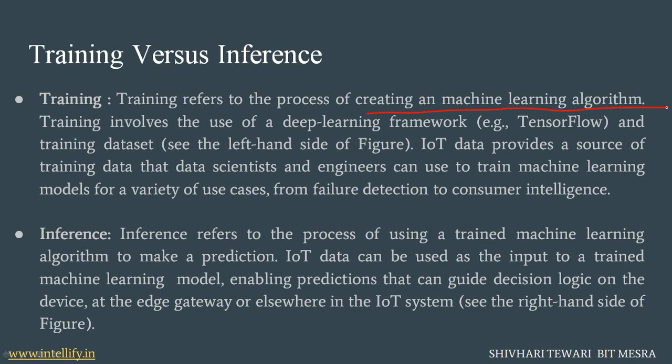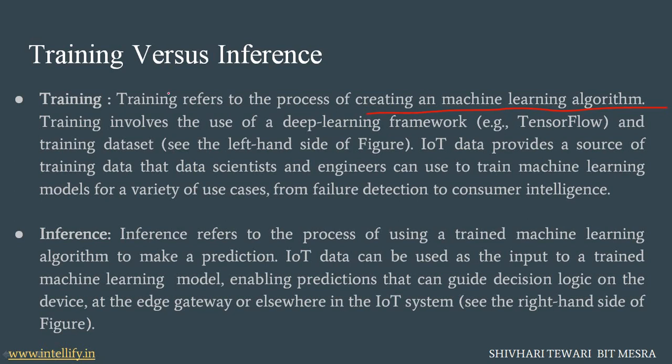Basically, the basic difference between training and inference is that in training we are creating a machine learning algorithm with a training data set, and then we are going to use that training data set in future aspects. That means we are going to use that training data set in our other inference systems.